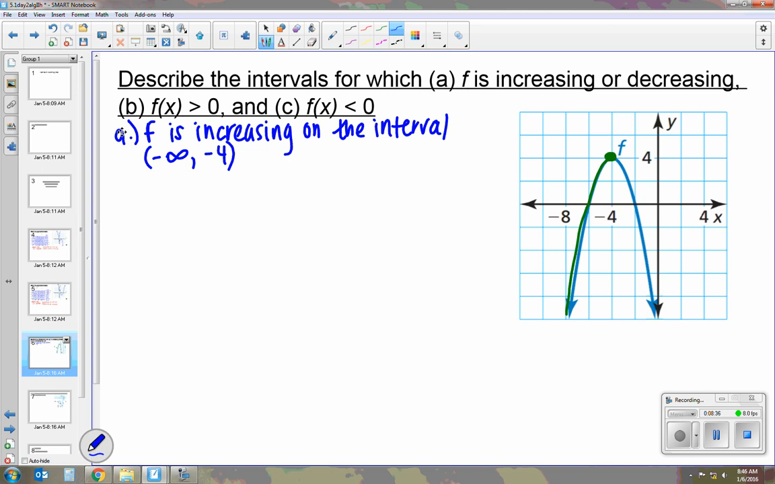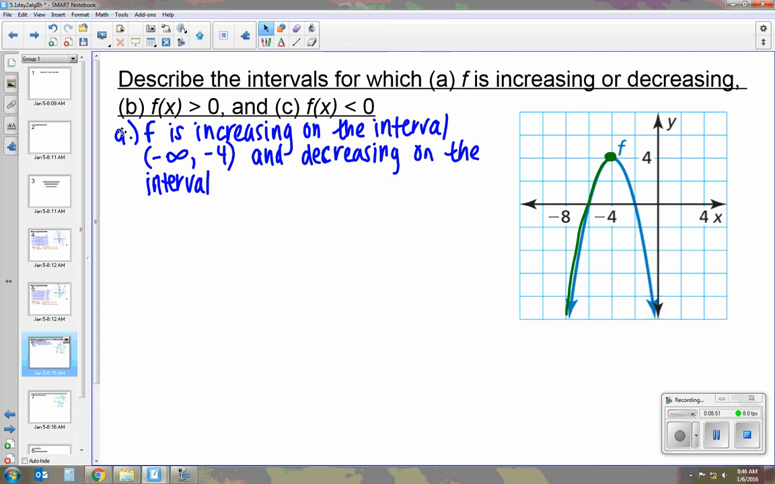And then decreasing on the interval. So if we look at this, it's going from negative 4 and decreasing to positive infinity because it's slowly approaching the positive area of the x number line. So that's going to be negative 4, positive infinity.